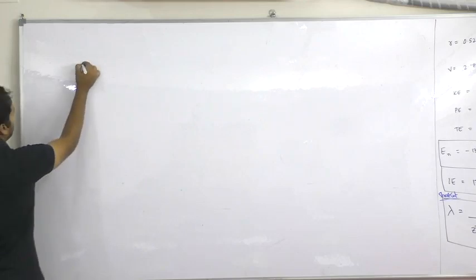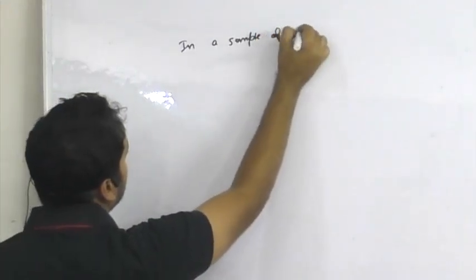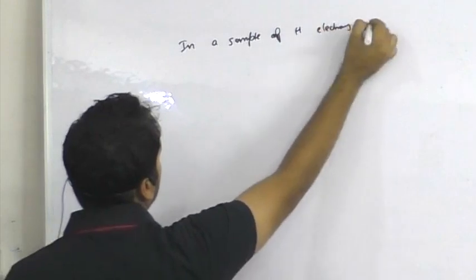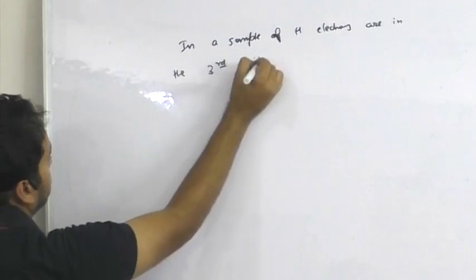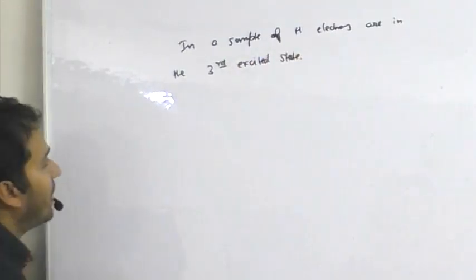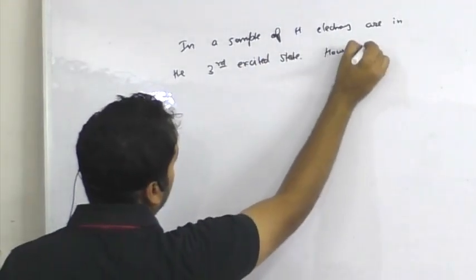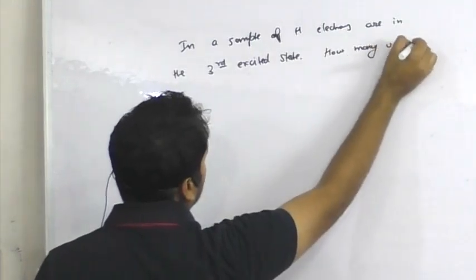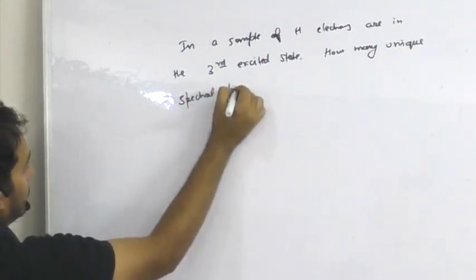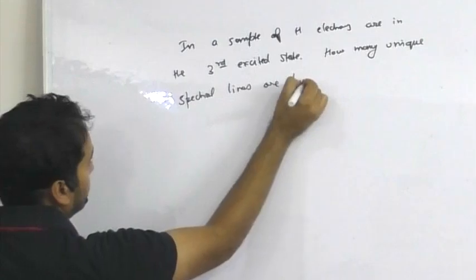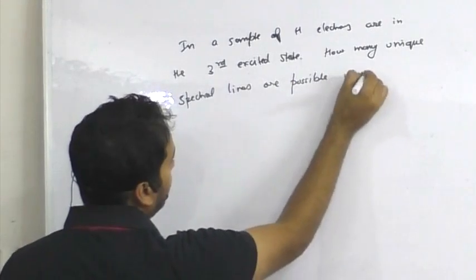Now my question is, in a sample of, let's say, hydrogen, electrons are in the third excited state, right? In a sample of hydrogen, the electrons are in the third excited state. How many unique spectral lines are possible? How many unique spectral lines are possible when they return to ground state?